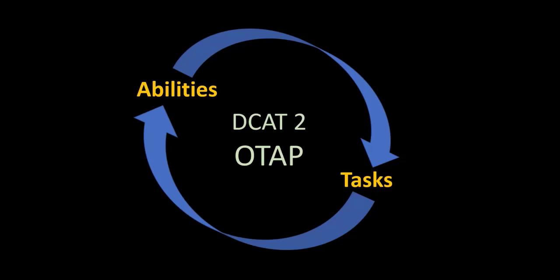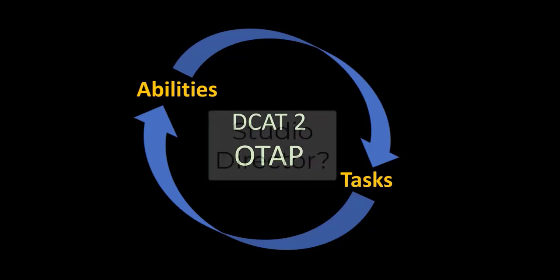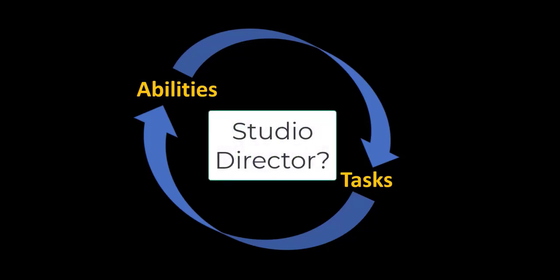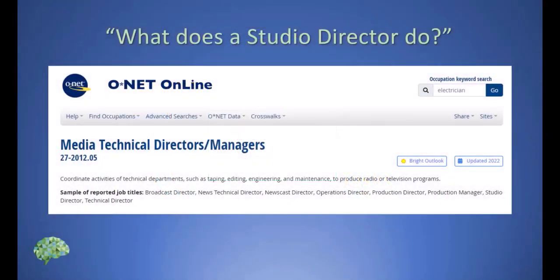Let's use an example. You've received a new referral from your neurologist colleague that she has a patient who is a studio director. She would like you to help get back to work. What does a studio director do? We go to O*NET Online and find that the title of studio director is within one of the more than 900 occupational classifications, what are called the standard occupational classification codes.